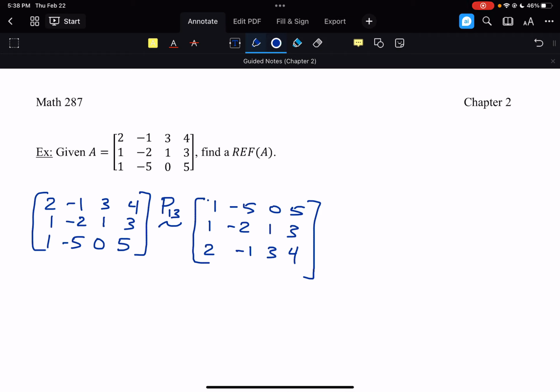Now that we have this pivot here, we want to clear out everything below it. Everything below that pivot needs to be a zero. So we're going to use the addition ERO. I'm going to take the first row, multiply it by -1, and add it to the second row. That's addition 1 to 2 times -1. In doing so, the first row remains the same. In the second row, -1 times 1 plus 1 is 0, and that's the whole point. -5 times -1 is 5, plus -2 is 3. 0 plus 1 is 1. 5 times -1 is -5, plus 3 is -2.